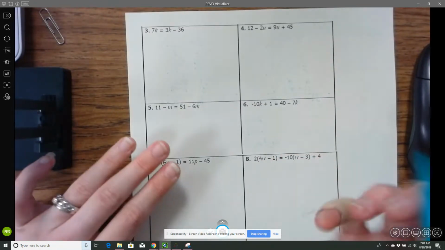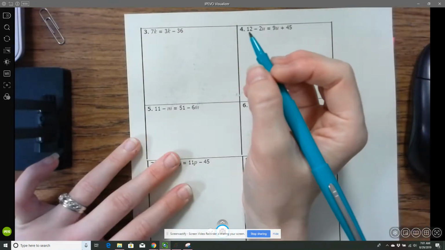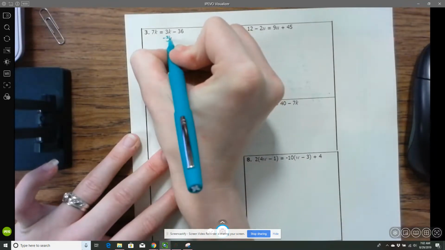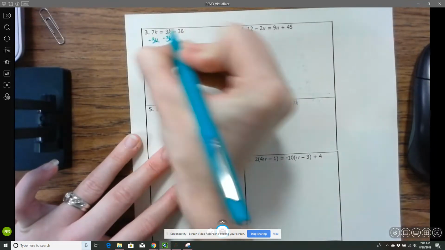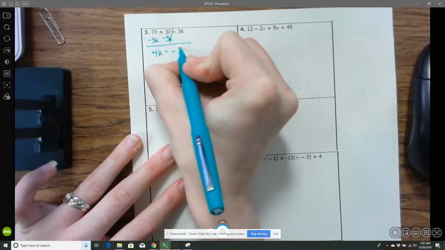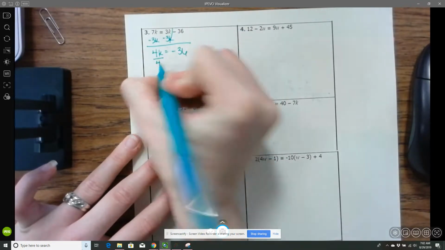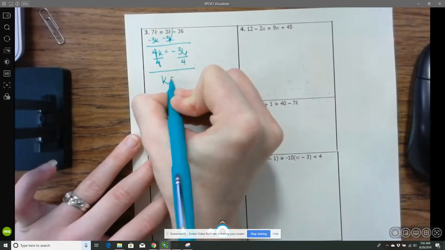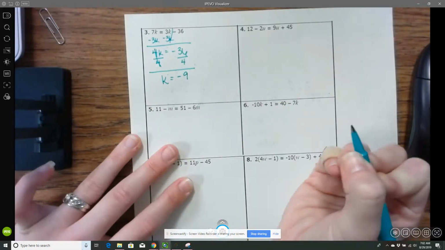Okay. So on the inside here, we've got some more. So the first one here is 7k equals 3k minus 36. So I'm going to move this 3k. And then I'm going to divide by the 4. So k would equal negative 9.